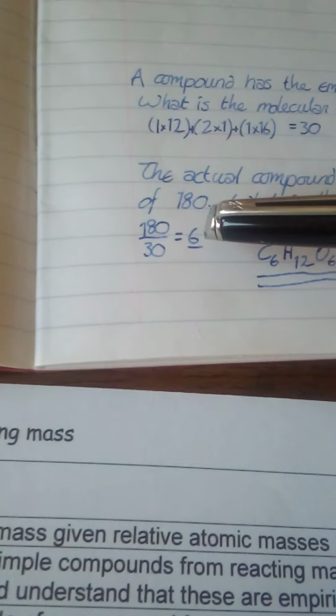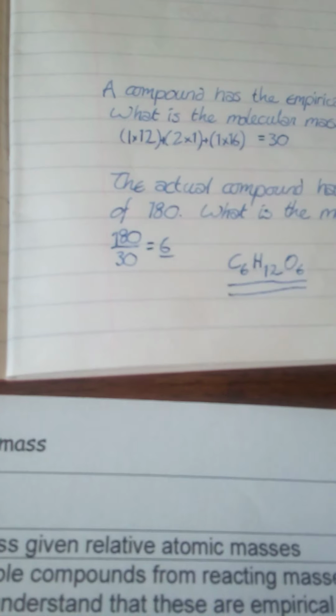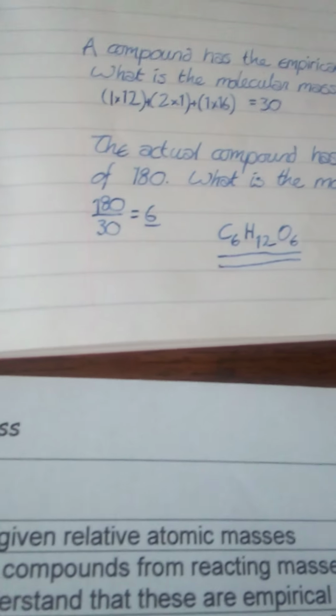Okay, let's try 180 divided by 30. 6 is a sensible number. I'm going to go with that. So you don't actually have to know the chemistry. Bit of a hint for you. You don't have to know it. You just have to remember it's all about timesing and dividing and getting a sensible number.